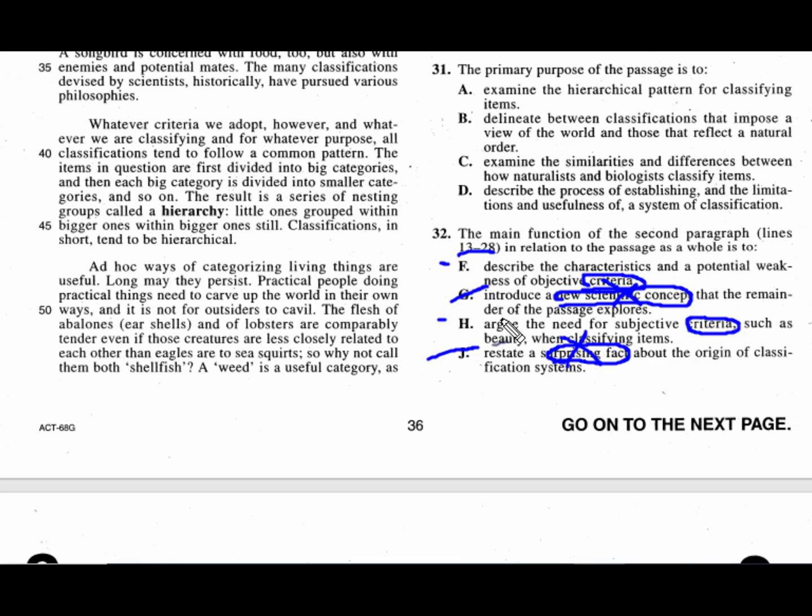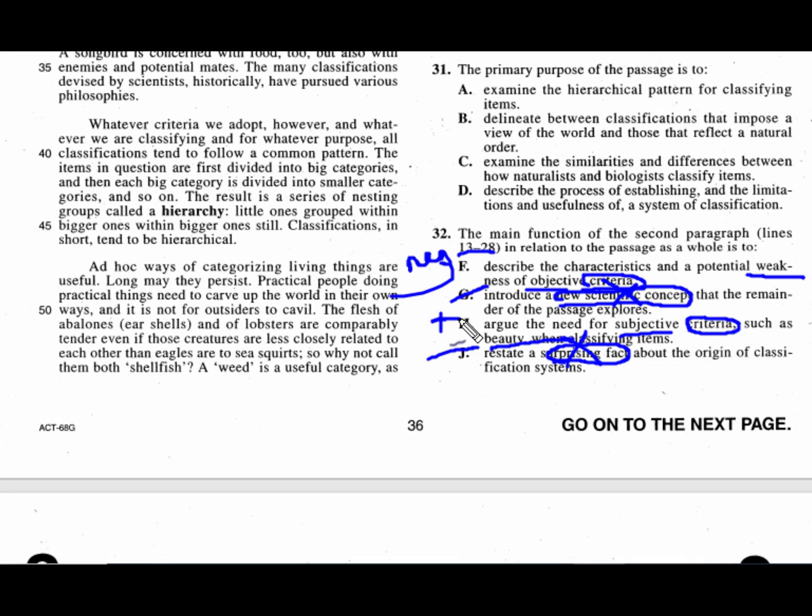Now both of these answer choices that are remaining, F and H: F says objective criteria, and H says subjective criteria. Okay? So we take a look at those. We're going to have to Scooby-Doo synonym them. Now, what I'm going to do is use the good stinky rule. Let's take a look at both of these. Describe characteristics of potential weaknesses. That's negative for F. And answer choice H says argue the need for subjective criteria such as beauty. It's positive.